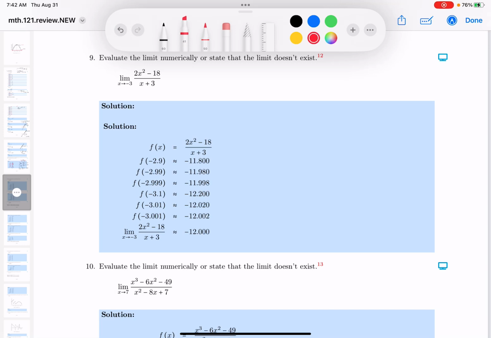Again, graphing this might be difficult, right? We'll talk about that in a little bit more detail. So what I want to do is get close to minus 3. This can be done with tables, from the right of it and from the left of it.